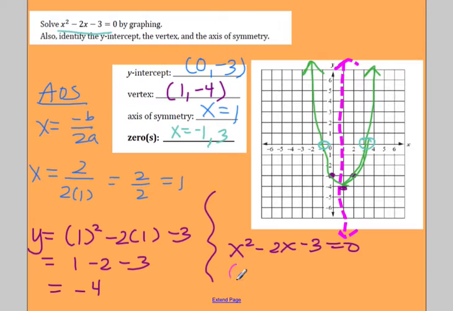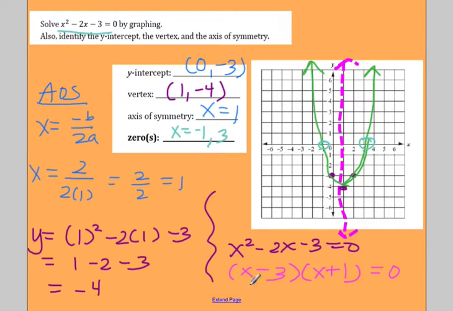So I would say, what multiplies to negative 3 but adds to negative 2? Well, the only thing that multiplies to 3 is 3 and 1. And if I want them to add to negative 2, I'd have to have negative 3 plus 1 equals negative 2. So I have these two values. If you notice, my answer is positive 3 and negative 1.